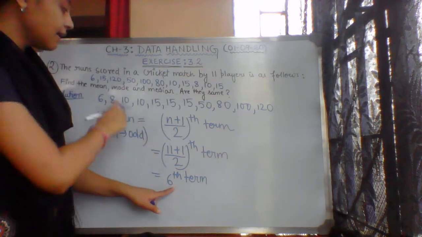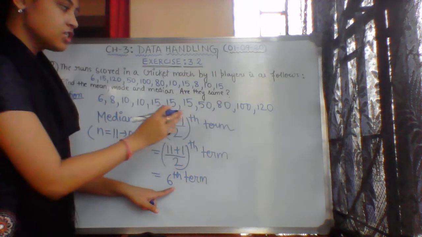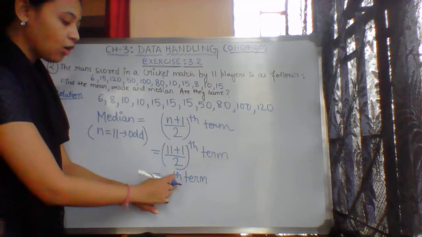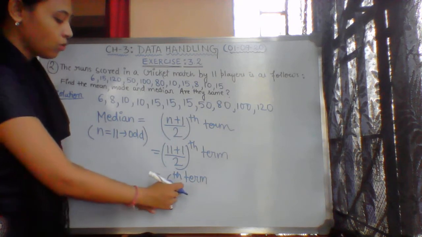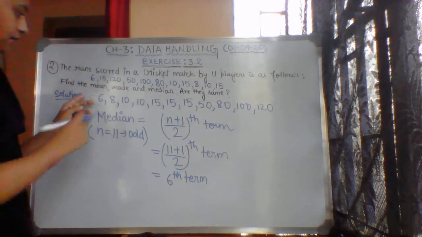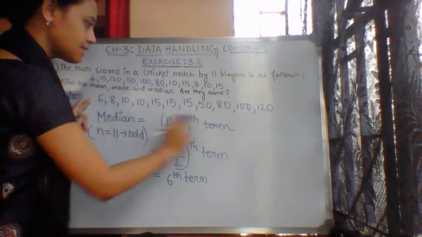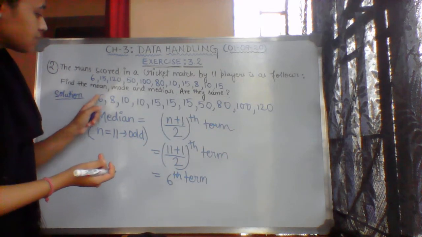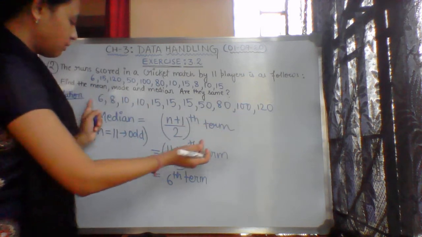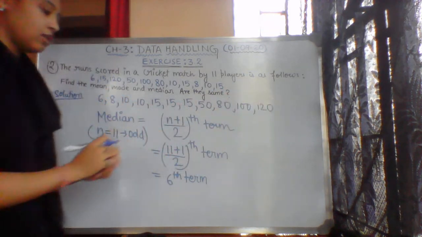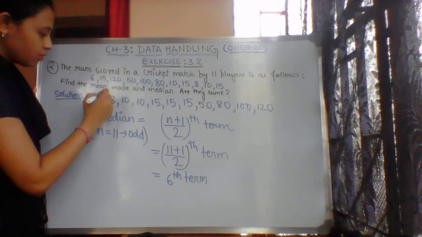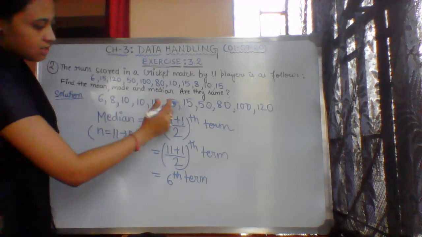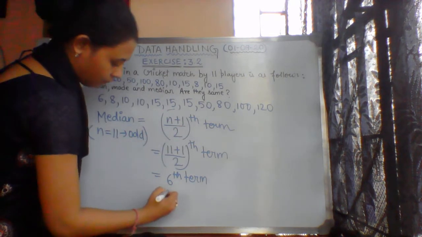But before that, our data should be arranged in ascending order or descending order. Then only count this sixth term. Okay, now you can count. This is our arranged data in ascending order, so I'm not arranging it again. You can count the sixth term from the left hand side or the right hand side. So the sixth term will be 1, 2, 3, 4, 5, 6. So the sixth term will be 15.